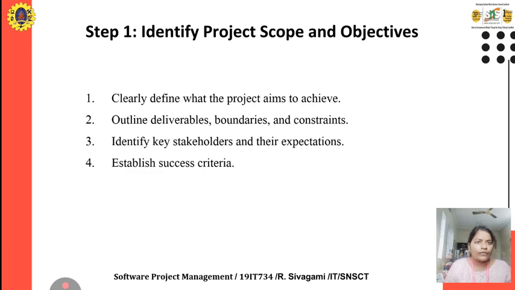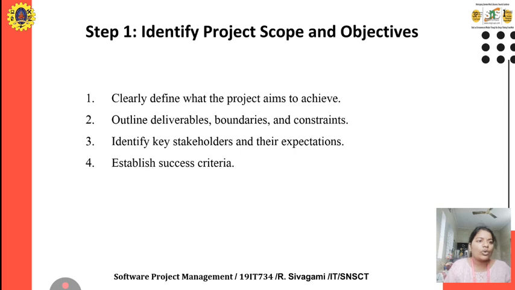The first step of stepwise project planning is to identify the project scope and objectives. We should clearly define what the project aims to achieve, and then outline the deliverables, boundaries and the constraints. It means we're going to fix the timeline for that project: how much time we're going to take for the project completion.